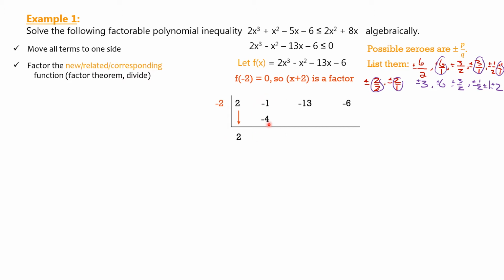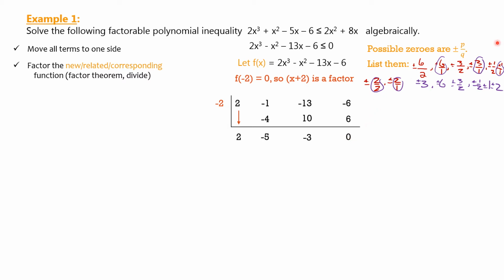And then we add these two pieces here. That gives us a -5. Do it all again. -2 times -5 is 10. -13 and 10 is -3. And the last step, -2 times -3 is 6. And we have here our remainder is 0.